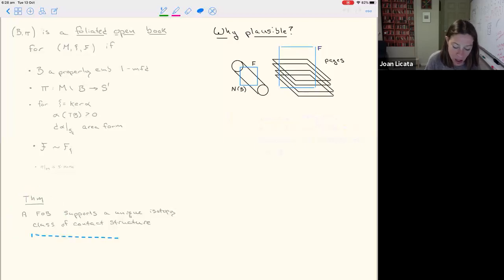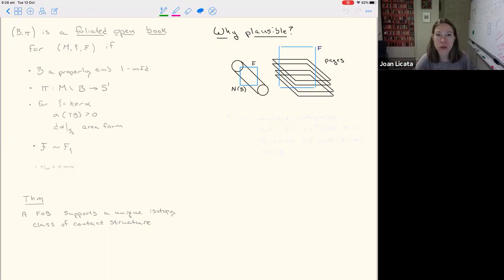Okay, so here's the claim for why you should believe this statement down here, at least why you should think that this data, the binding, the page, and the foliation, has something to do with the supported contact structure. Really, what we're interested in is what happens near the boundary, because that's the only place where this is different from the other versions. This picture is meant to remind you of what we said when we first set up open books. An open book decomposition breaks your manifold into two pieces. There's a part near the binding, which I said is standard, and then there's the part away from the binding, which is a foliation.